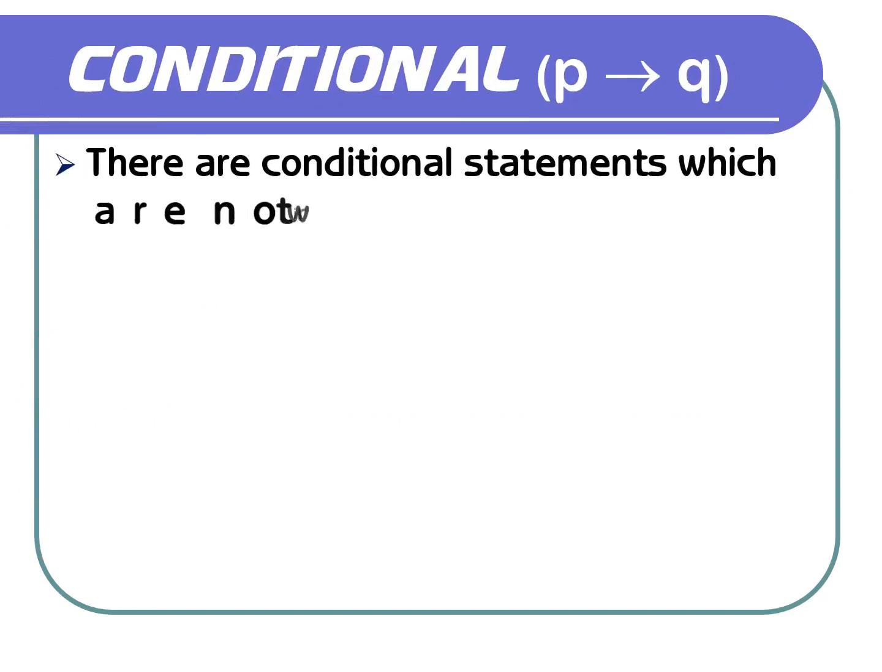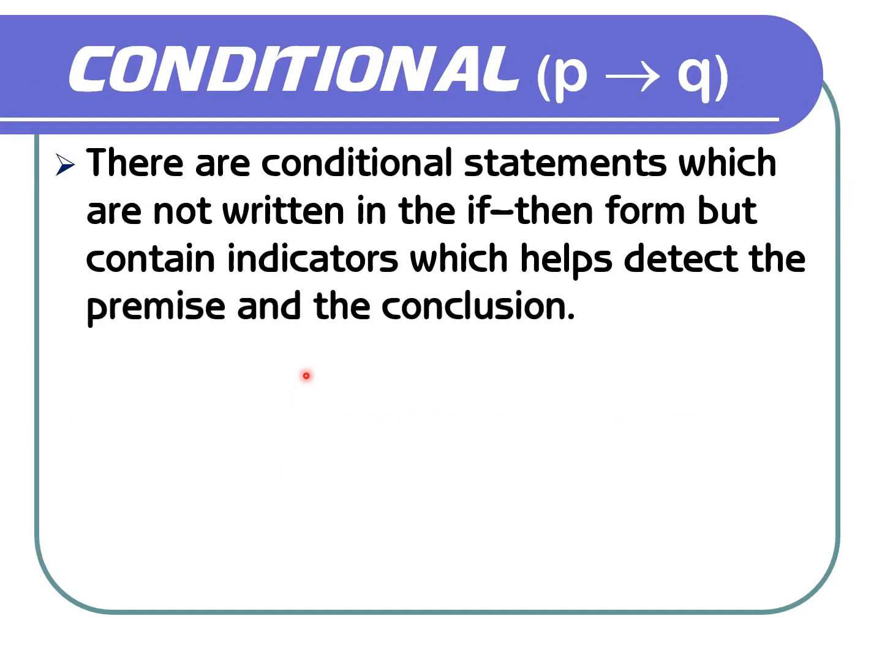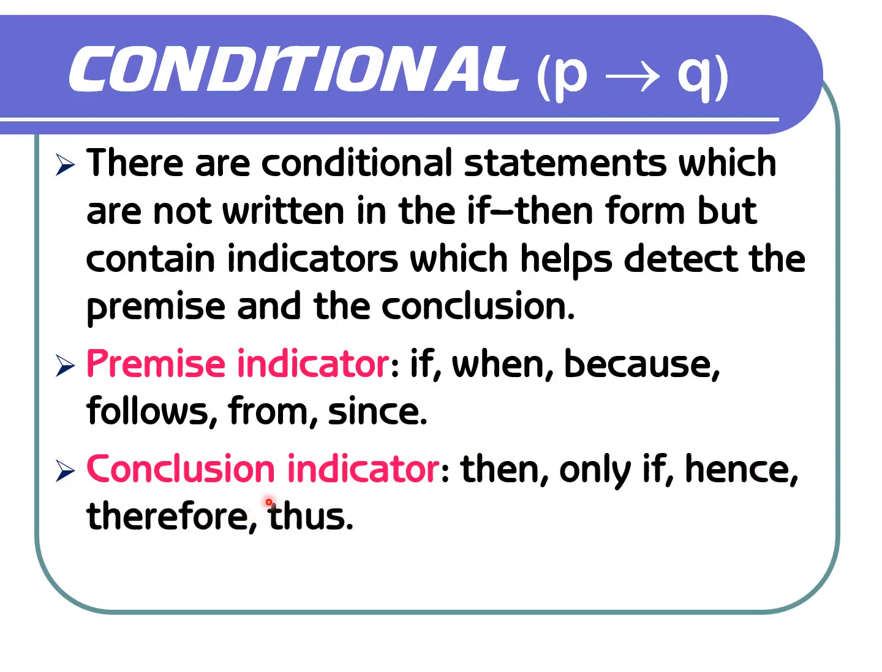Okay, a conditional statement is usually written in an if and then form. But there are conditional statements that are not written in the if and then form, but contain indicators which help detect the premise or hypothesis and the conclusion. For the premise or hypothesis indicators, we have the words if, when, because, follows, from, and since. For the conclusion indicators, we have then, so we have if and then. We also have only if, hence, therefore, and thus. So when you see these words, the statement that follows will be your premise or your conclusion.